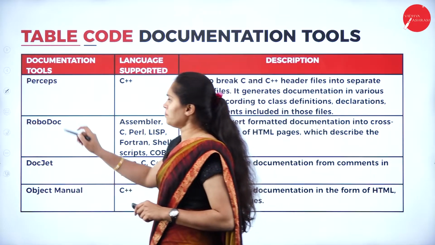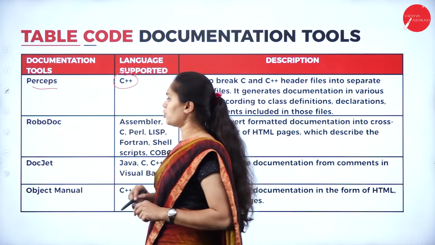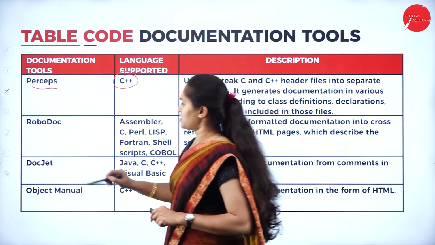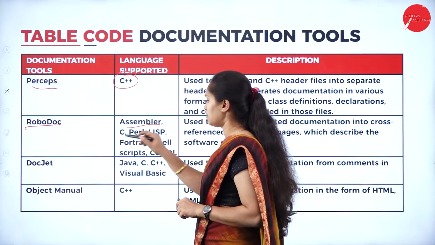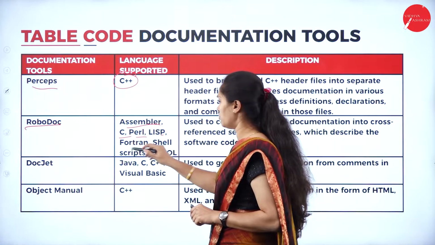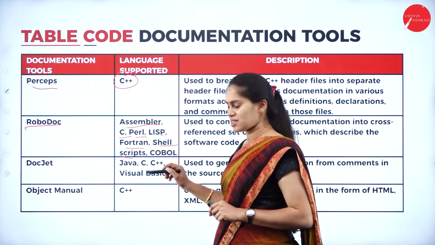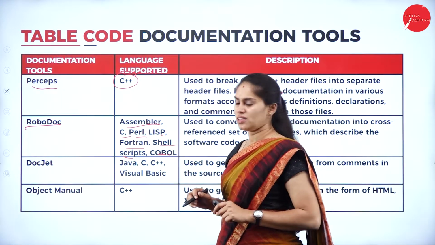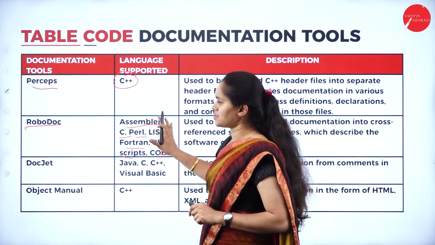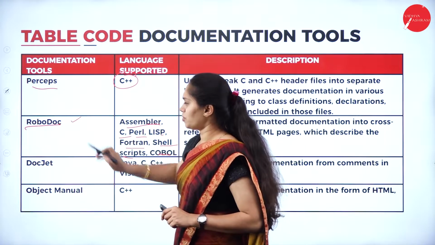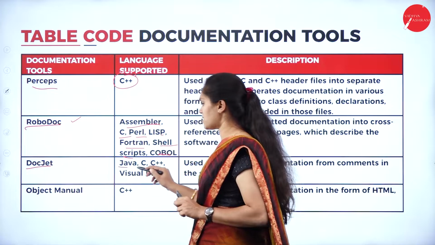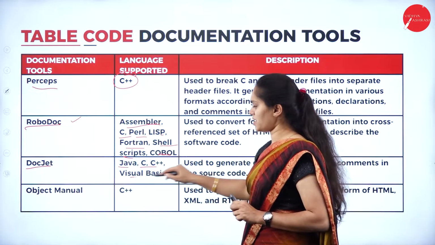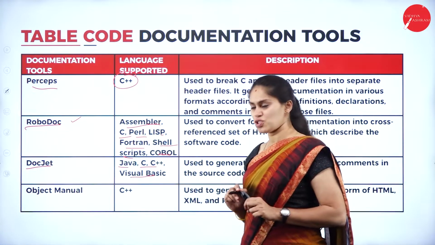And next we have Persips that will support the C++ programming language itself. Then we have RoboDoc. This supports assembler, C, Perl, Lisp, Fortran, and also a shell script along with COBOL. So all these languages are supported by this RoboDoc documentation tool. And we have DocJet. That supports Java, C, C++ and also Visual Basic.